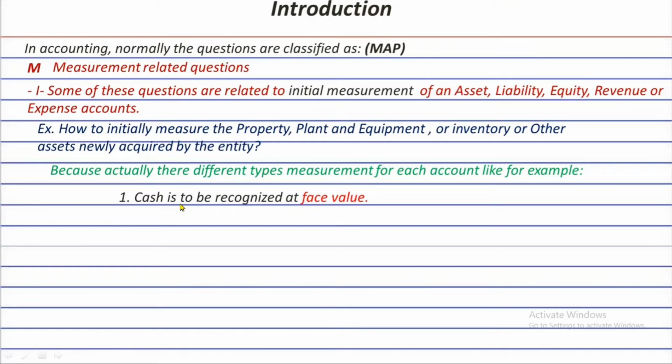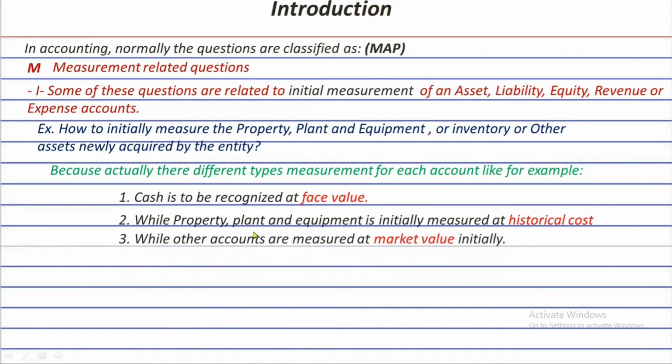While property, plant, and equipment is initially measured at historical cost. Historical cost is actually the amount that you paid to acquire the property, plant, and equipment. While the other items are recognized at other measurement bases, like some items are recognized at market value or fair value, where those values are based on the prices found in the market.